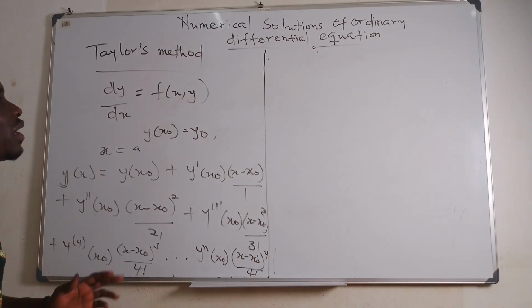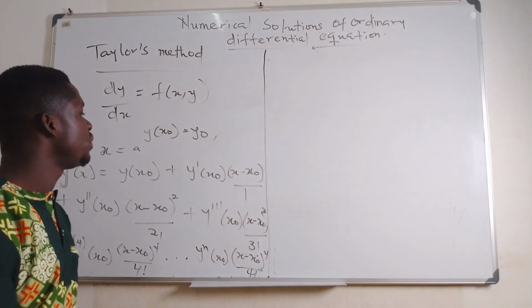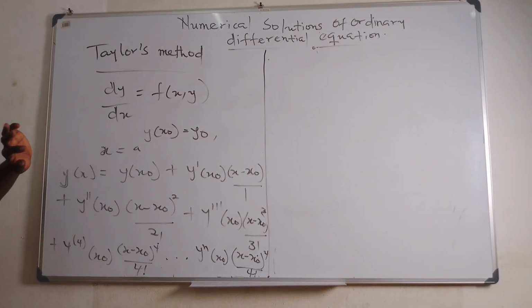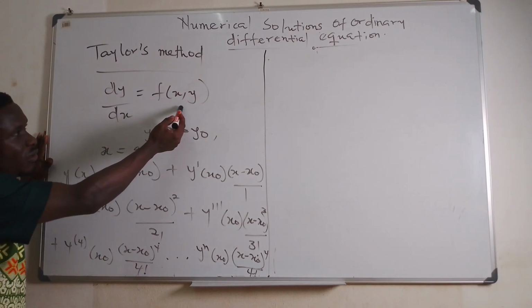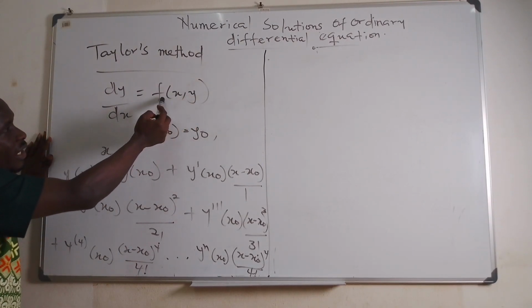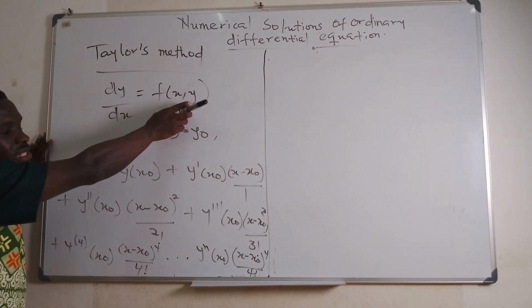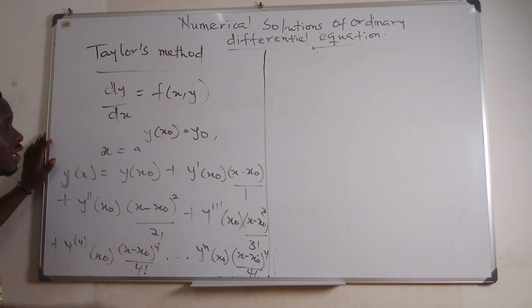Alright, so today we are going to discuss Taylor's method. And for Taylor's method, we use this formula in order to solve it. So the question will be given to you as dy/dx equals a function of x and y, f(x, y). So the question you'll be having is in terms of x values and y values.